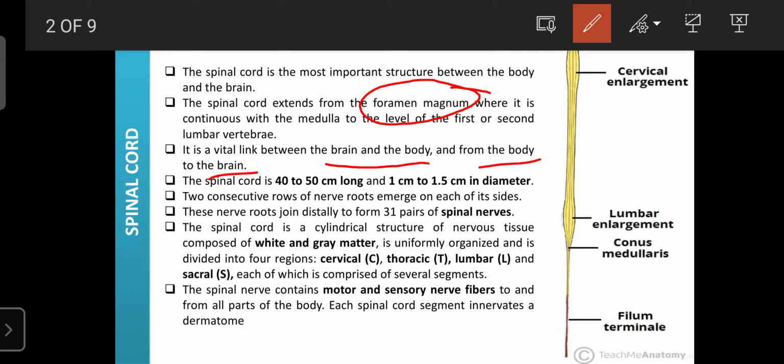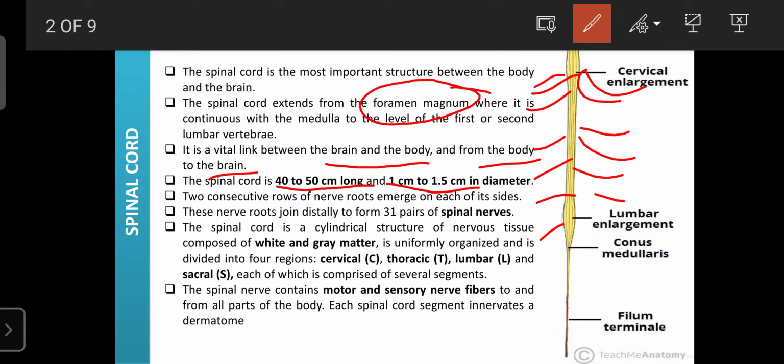Regarding spinal cord length, it is 40 to 50 centimeters long, and regarding diameter, it is 1 centimeter to 1.5 centimeters. So this is regarding the length of the spinal cord. On both sides of the spinal cord, roots arise. These are the spinal nerves, on both sides.